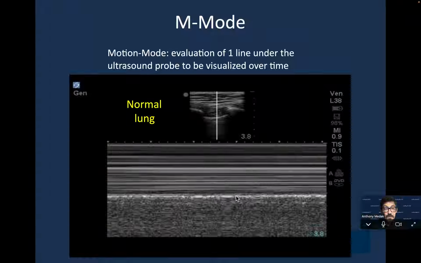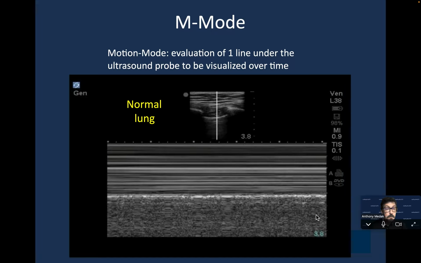However, everything deep to this line here is all lung parenchyma. And lung parenchyma is made up of millions and millions of alveoli, tiny little air sacs. And if that air sac is inflated because you're inspiring or deflated because you're expiring, that's going to bounce back a different signal to the ultrasound machine.